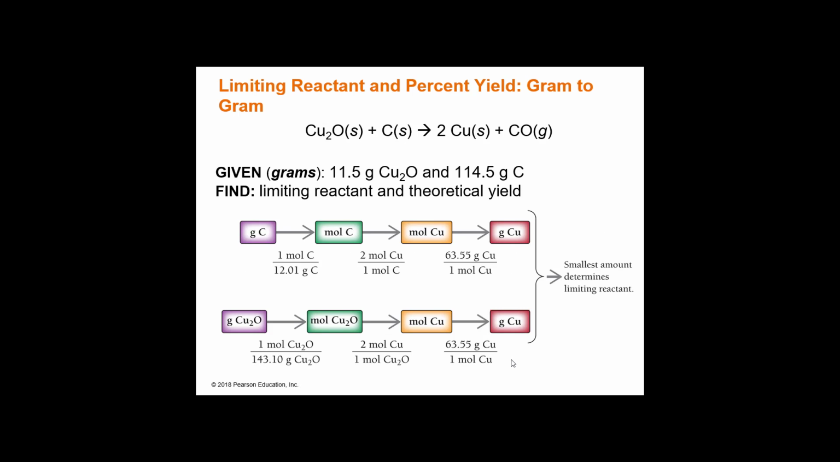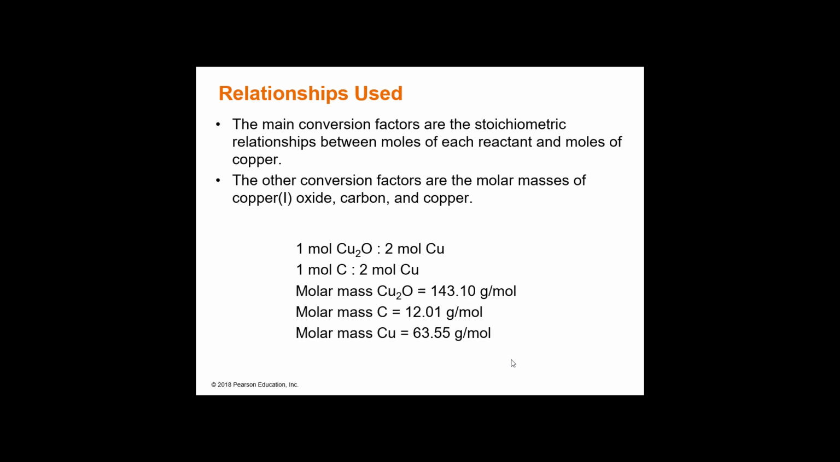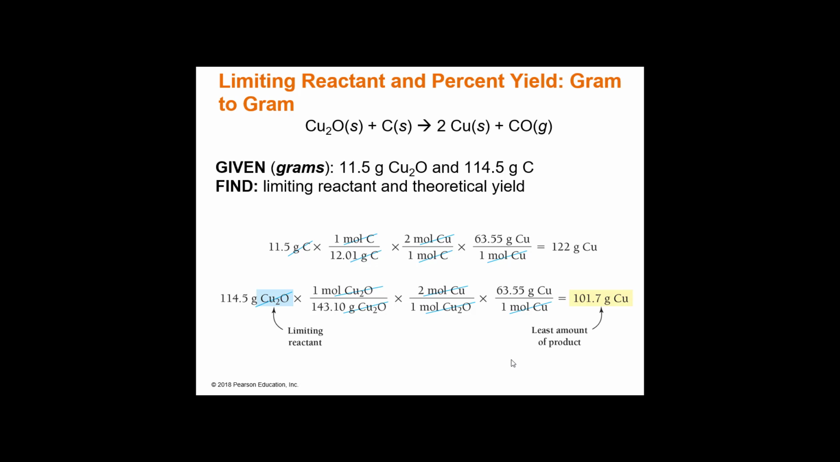Okay, so let's do another one. You have 11.5 grams of a copper oxide and 114.5 grams of carbon. Same steps. We want to determine the limiting, which is also the theoretical. Once we determine that out, we can then figure out, let's just jump ahead. We can then use this information if we're given the actual to take this further and determine the percent yield.